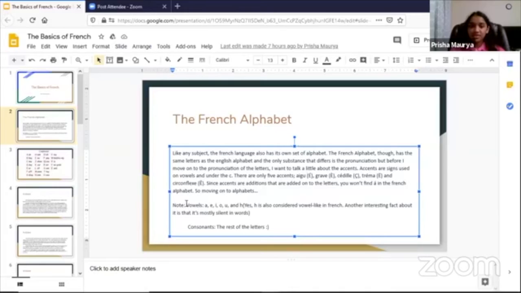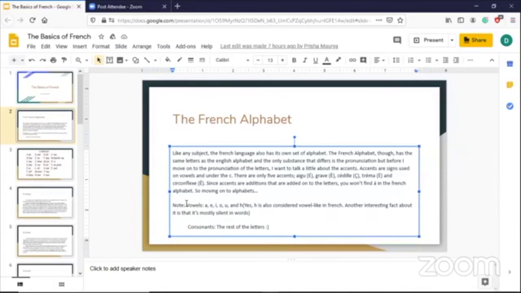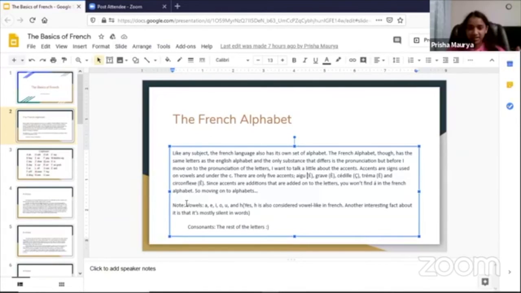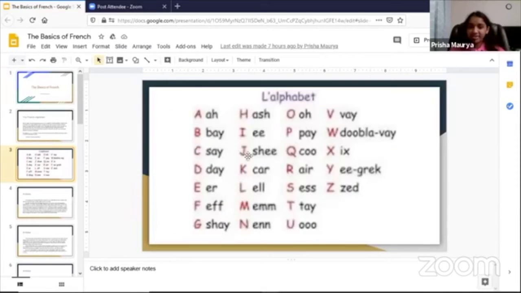Moving on to the alphabets, the vowels are A, E, I, O, U, and H. H is also considered a vowel in French. Another interesting fact is that H is usually silent when it's in words. You're going to see examples later. These are the alphabets, and you can see it's the same order as in the English alphabet.